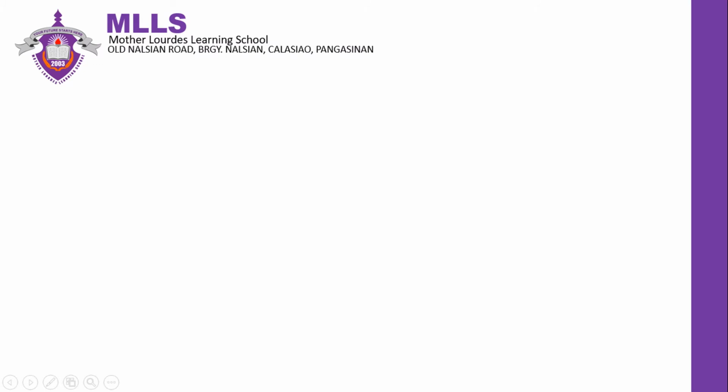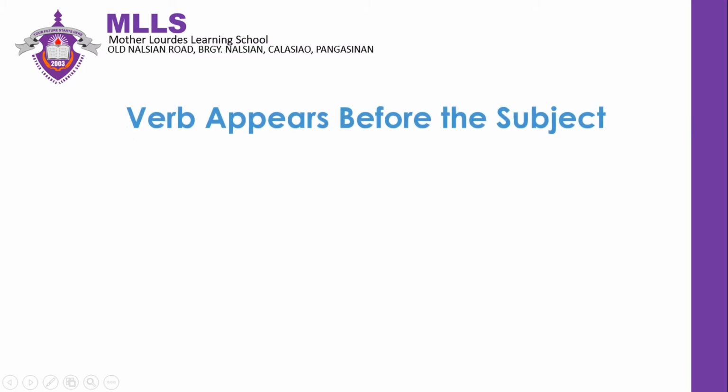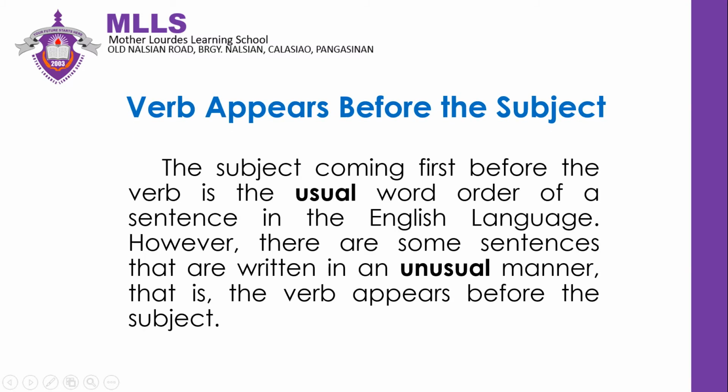In the examples we have seen so far, the subject has been at the start of the sentence. Well, that's not always the case. Verb appears before the subject. The subject coming first before the verb is the usual word order of a sentence in the English language. However, there are some sentences that are written in an unusual manner, that is, the verb appears before the subject.